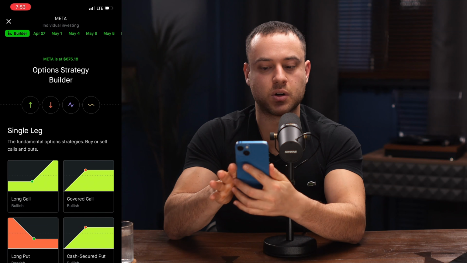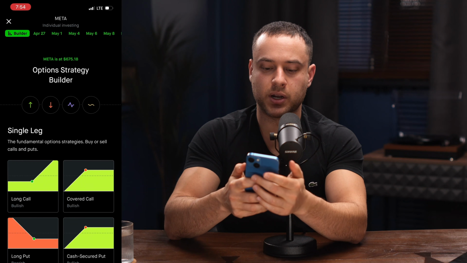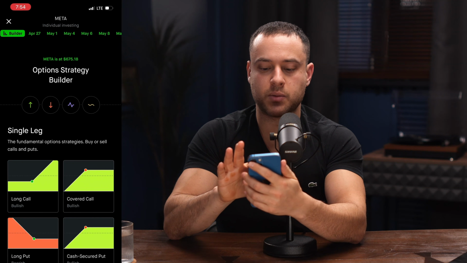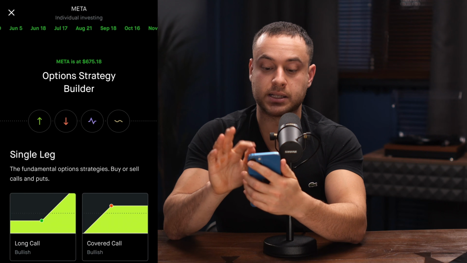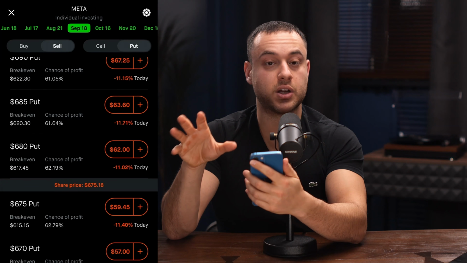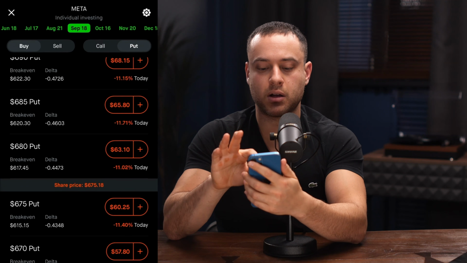I typically don't really buy options as they are risky. I am an option seller, but if I were to be buying an option, I would buy an option a little bit longer term. So if we're in May right now, I'm going to go for an option that's in September, giving myself a good amount of time for the story and the stock to move. So I'm going to go to buy call option.